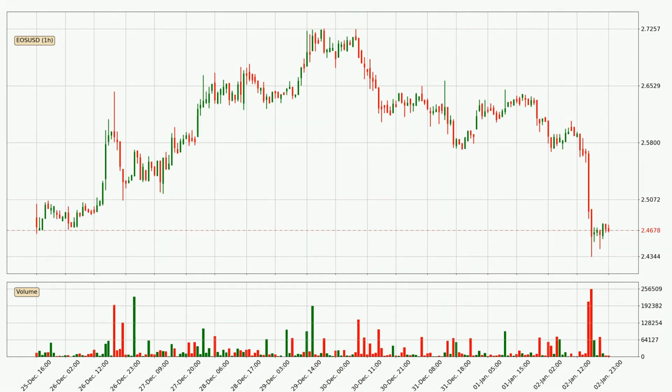Looking at the EOS hourly time frame, the price moved quickly to the downside with around 5.3% in the last 24 hours, with a current price of 2.47. We can see that the sellers are taking over because the volume was high, showing that this move was strong.